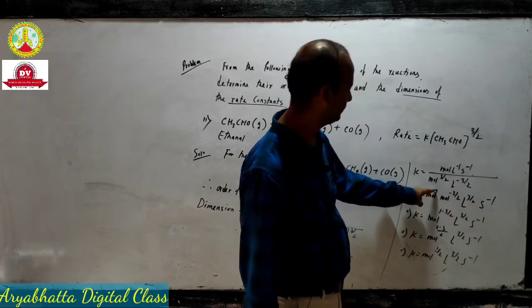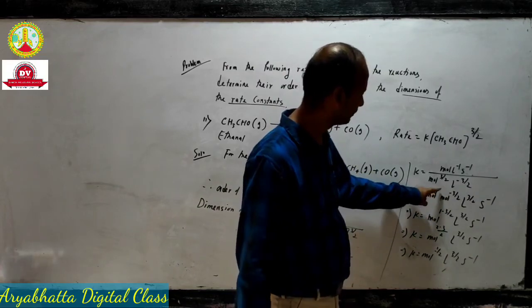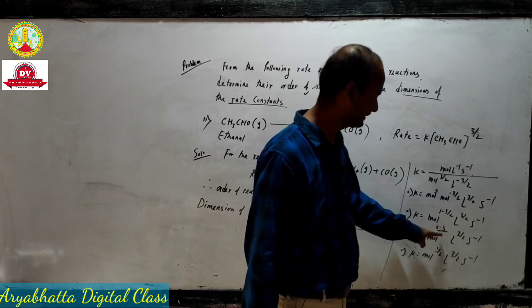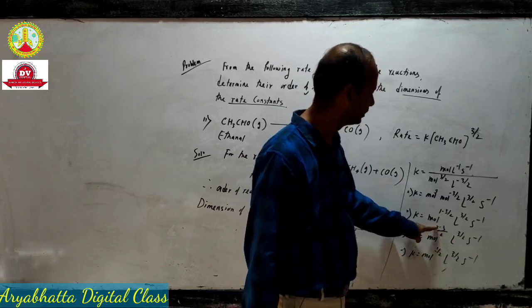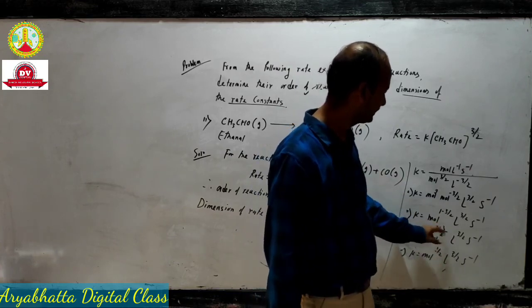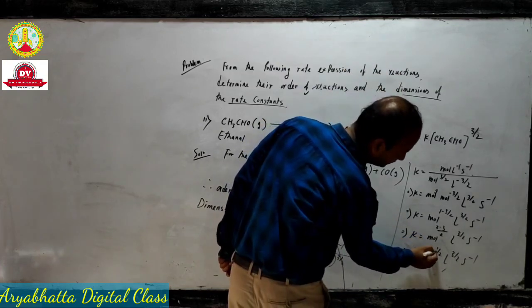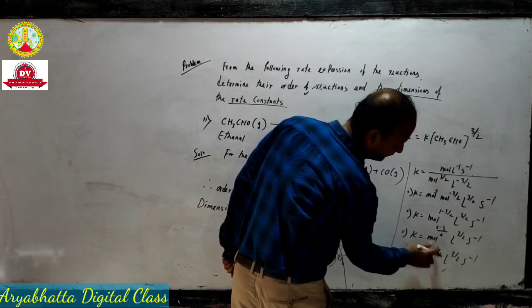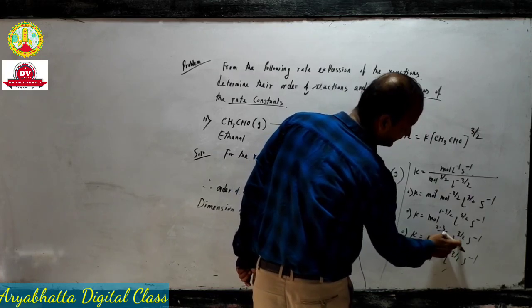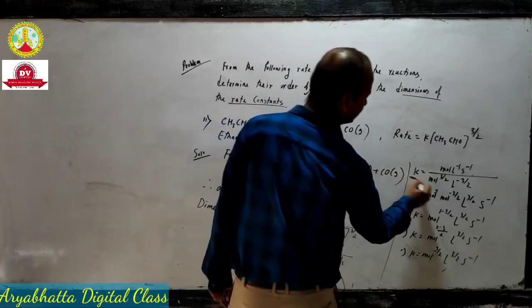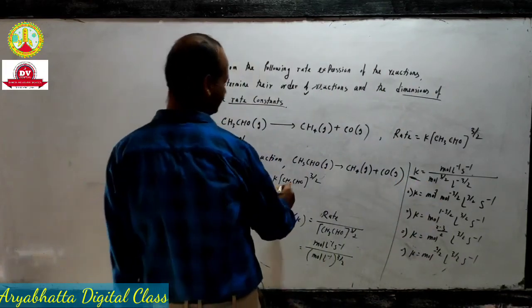Second inverse. Power add ही होता है ना, देखो: 1 plus minus 3 by 2. LCM ले लेना तुम लोग. LCM, this will be 2 minus 3 by 2. So 2 minus 3 means minus 1 by 2. This is the dimension of rate constant.